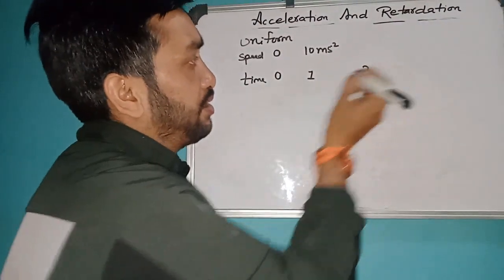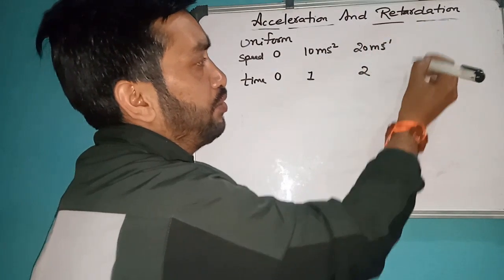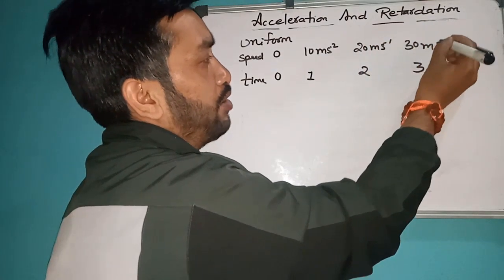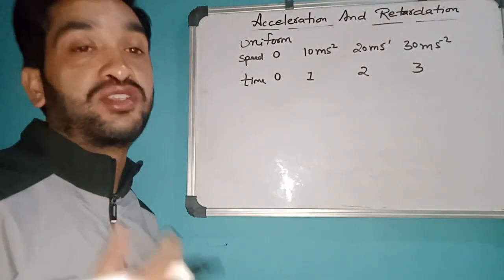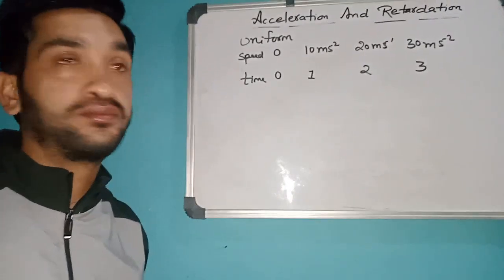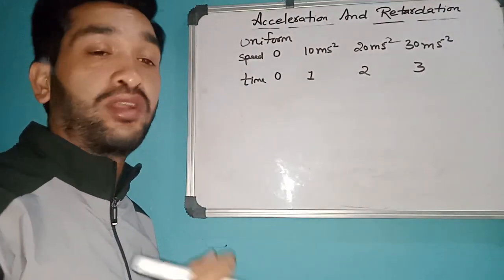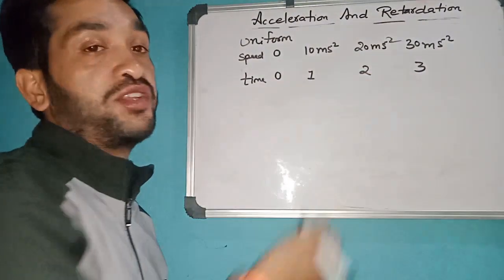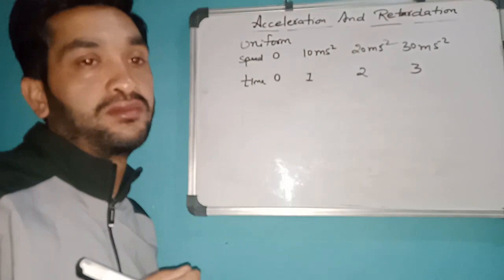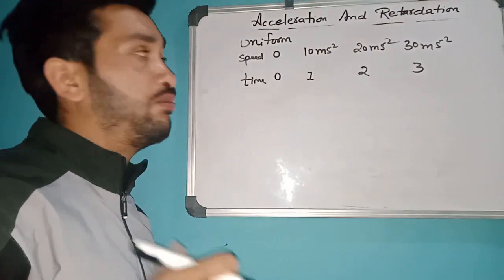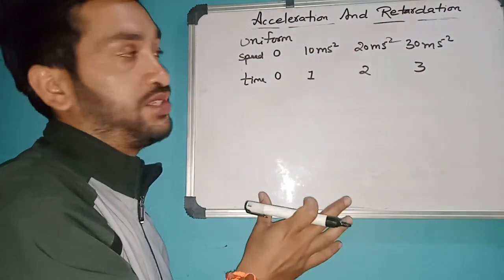In the second second it was 20 meter per second square. Third one, 30 meter per second square. So what you are noticing is that for every second there is an increase of 10 meter per second square. For every time interval, it is getting increased by 10 meter per second square. That is called uniform acceleration. It is that simple. If a body accelerates at a constant rate, that is called uniform acceleration.